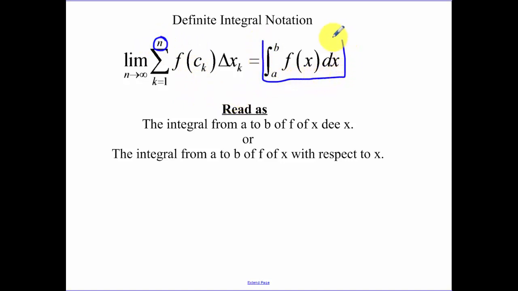This notation is super important to us. That means the integral from a to b, where a is less than b, of f of x dx. Dx, remember, is standing for the width, or it's telling us which variable we're taking the integral with respect to. Meaning that I'm taking the integral, or I'm finding the area back to the x-axis. That's what that dx tells me.